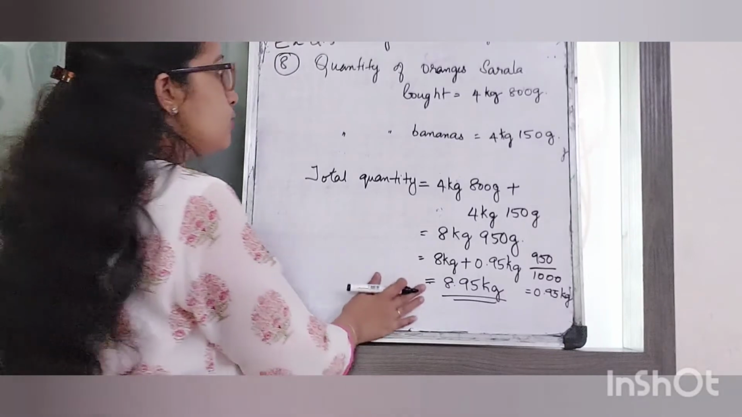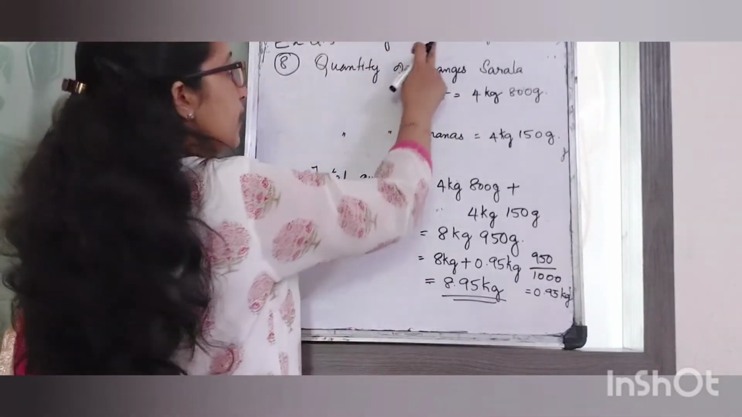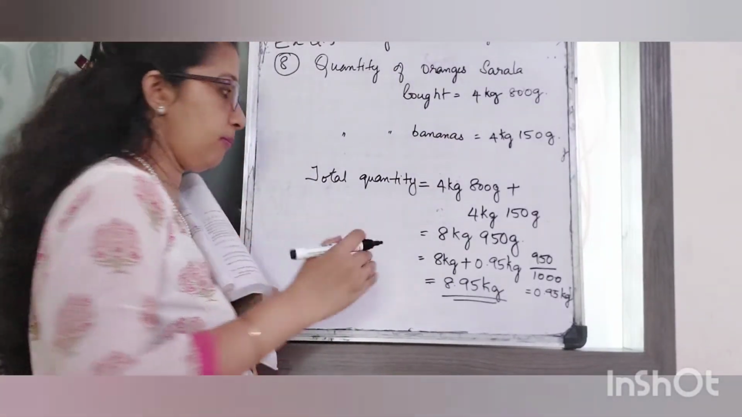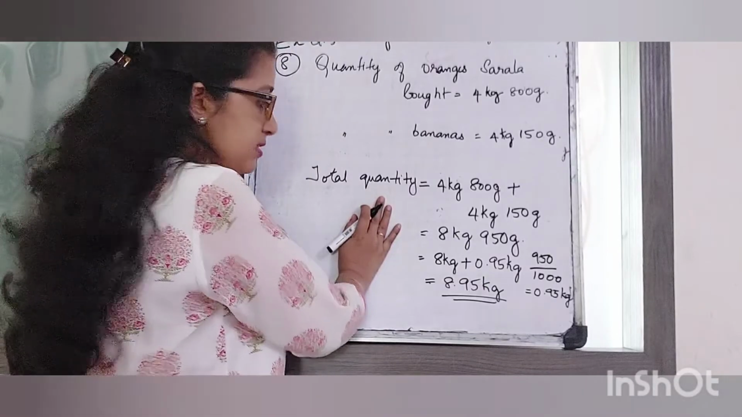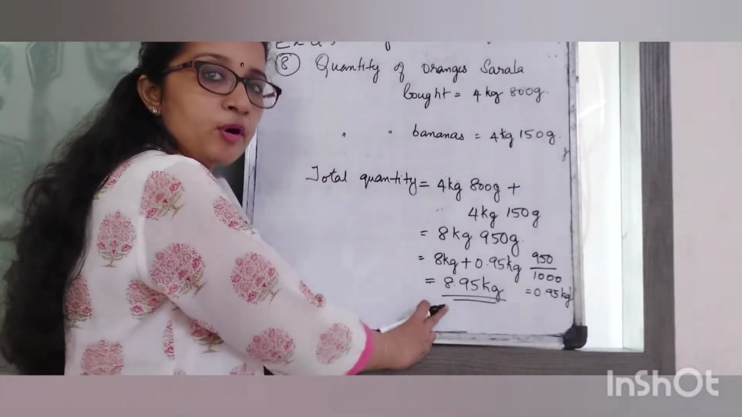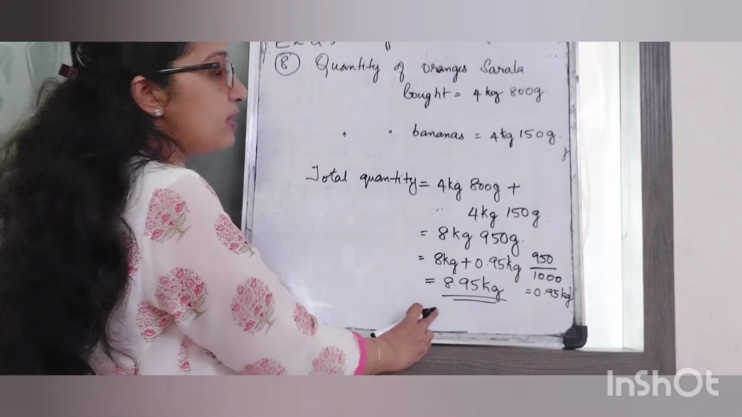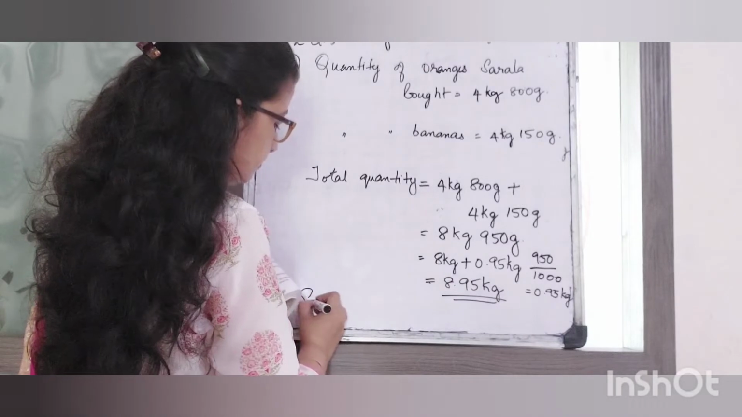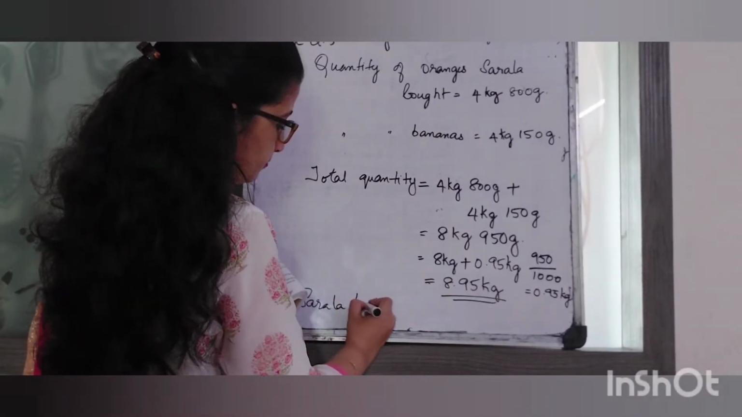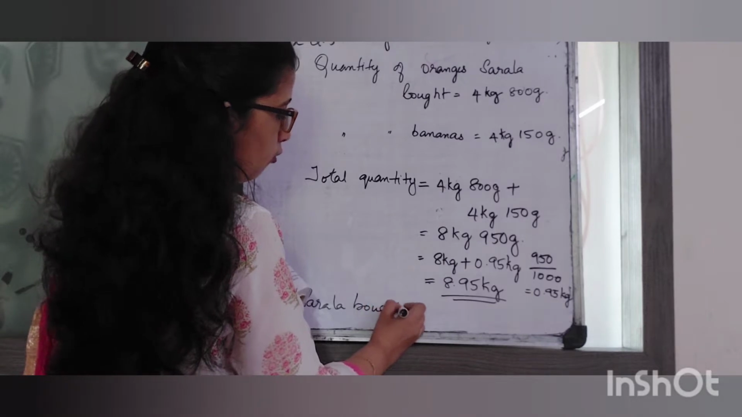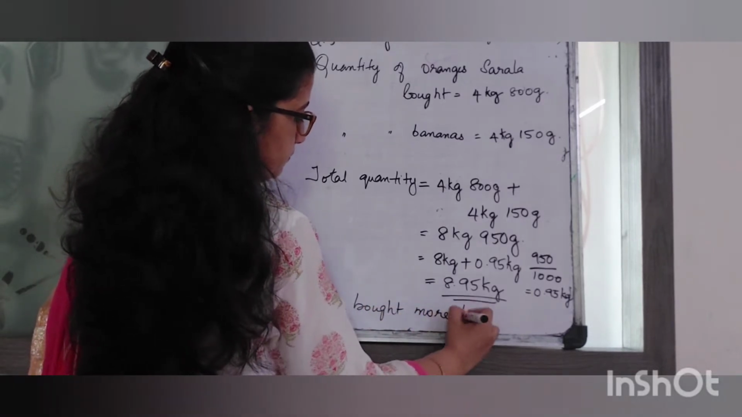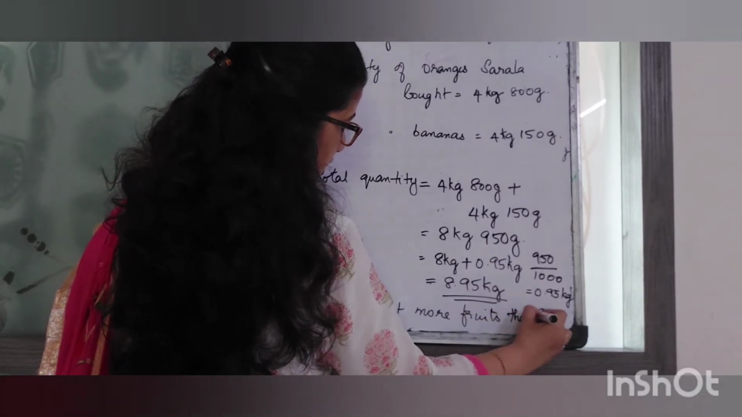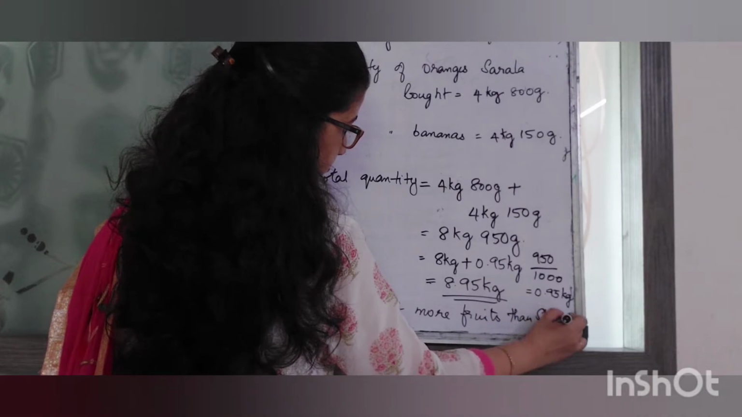The total quantity of fruits which Shyama bought, how much did we get? 8.55 kilogram. So who bought the maximum amount of fruits? That is, Sarala bought more quantity of fruits than Shyama. Okay. So Sarala bought more fruits than Shyama. Clear?